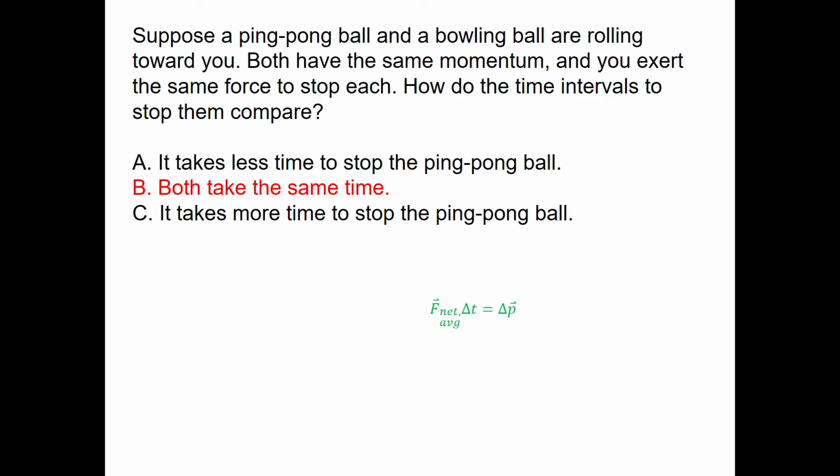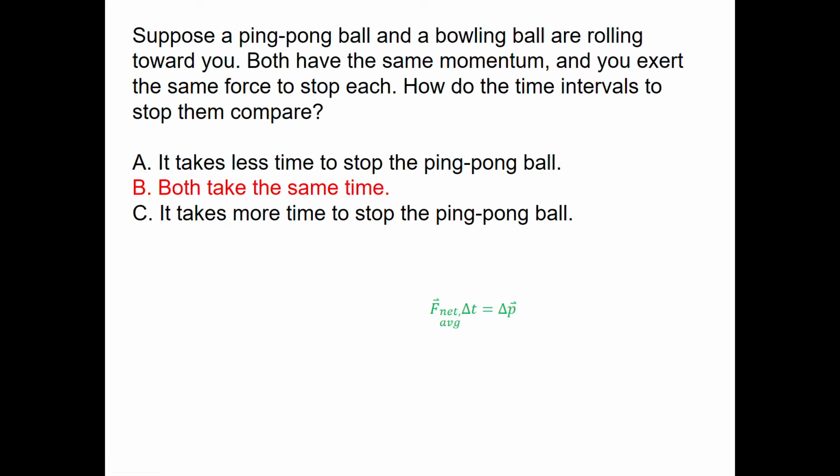In this case, it takes both the same amount of time, and that's because if they have equal initial momentums and their final momenta are both equal to 0, the change in momentum is the same. We're applying the same force to stop each, and therefore if we solve for delta t, we would get the same delta t for each one. So both take the same time here.